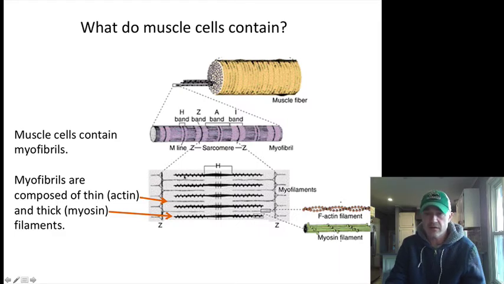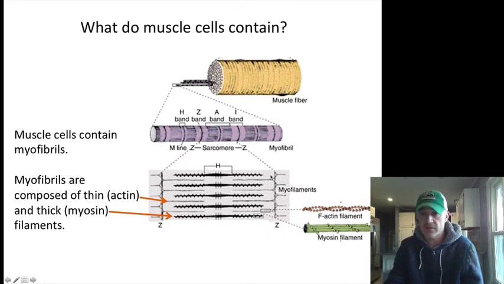And what's going to happen is there's little myosin heads on these filaments that can grab onto these actin when the muscle is being told to contract and can pull each of these ends in closer together, therefore shortening the overall muscle.